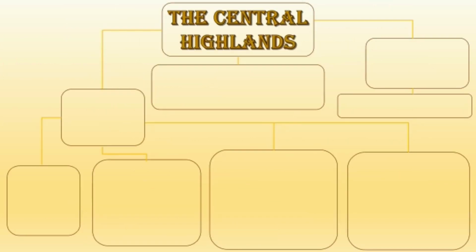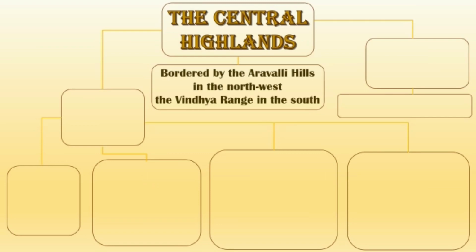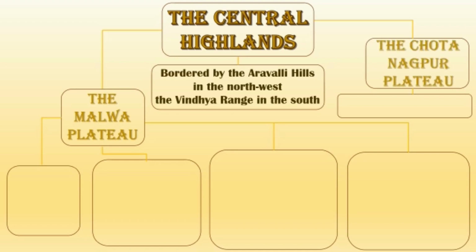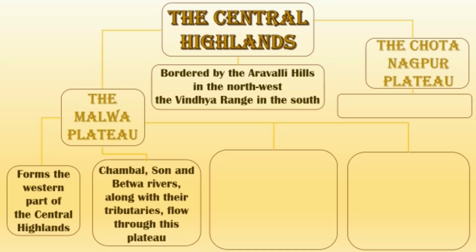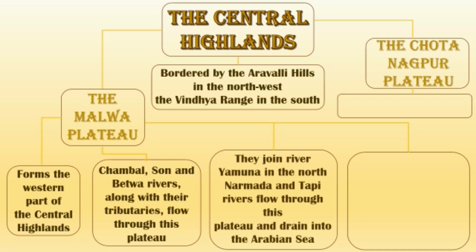The Central Highlands are bordered by the Aravalli Hills on the northwest and the Vindhya Range in the south. The Central Highlands include the Malwa Plateau and the Chota Nagpur Plateau. The Malwa Plateau forms the western part of the Central Highlands. Chambal, Son and Betwa rivers along with their tributaries flow through this plateau. They join river Yamuna in the north. Narmada and Tapi rivers flow through this plateau and drain into the Arabian Sea.